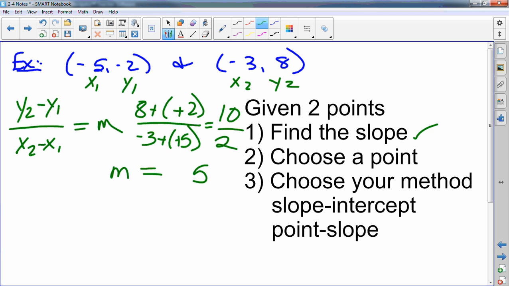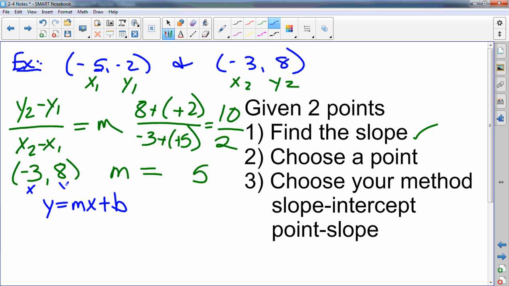Somebody choose a point. Negative 3, 8. So we're going to use negative 3, 8. We're going to do it both methods so we get one more review on both methods. If you want to follow along with my steps, first follow along with the slope-intercept method. Step 1, write the formula: y equals mx plus b.